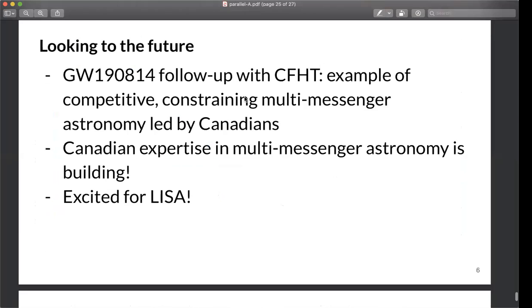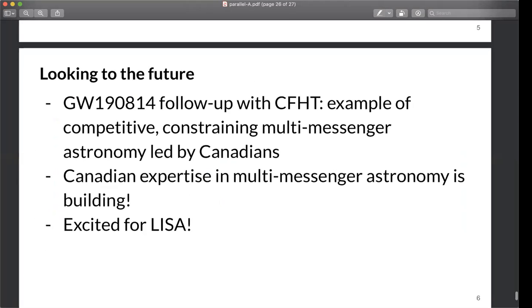Next slide, please. Again, happy to talk about methods later, but the punchline, and hopefully what came through, is that with CFHT, we were able to do some really, really constraining and competitive multi-messenger astronomy. And if you look at that author list from a few slides back, this program was really led by Canadians, and I think that's a testament to growing Canadian expertise in multi-messenger astronomy and also excitement in multi-messenger astronomy.